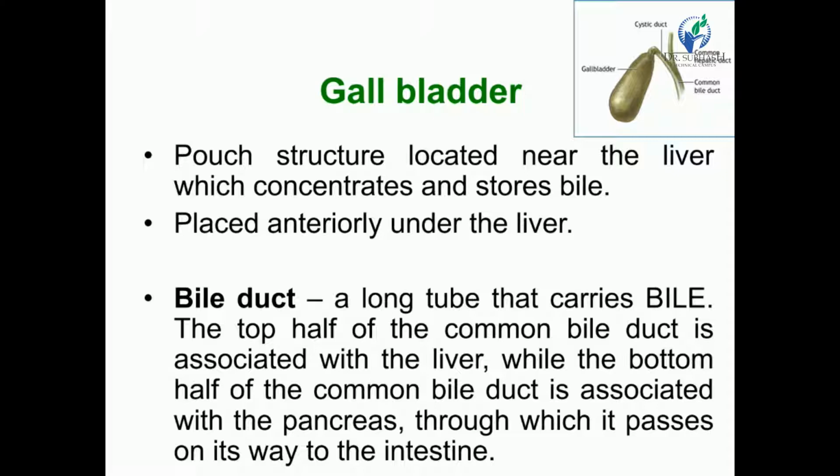Here it opens through a duct, right? There will be a duct, that is the cystic duct, which is joined by the common hepatic duct, and these two form the bile duct. So one thing that we need to understand here is that the gallbladder stores bile juices temporarily. As those bile juices are formed in the liver, they are carried to the gallbladder.